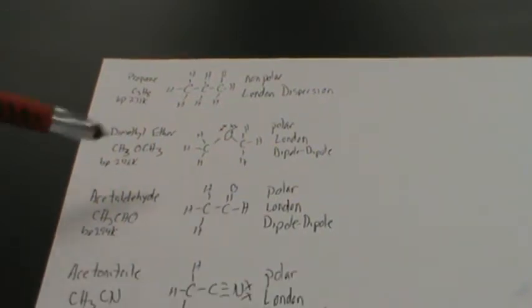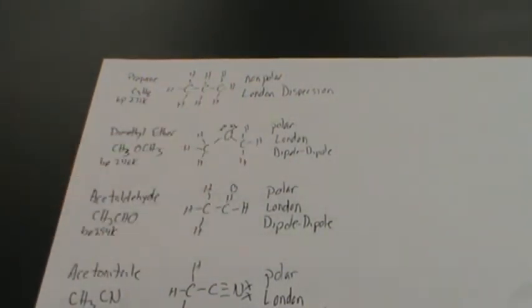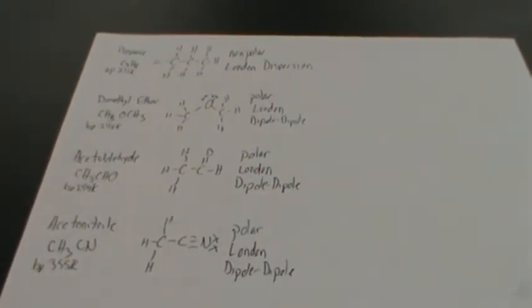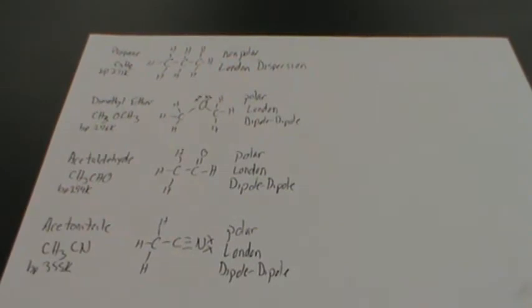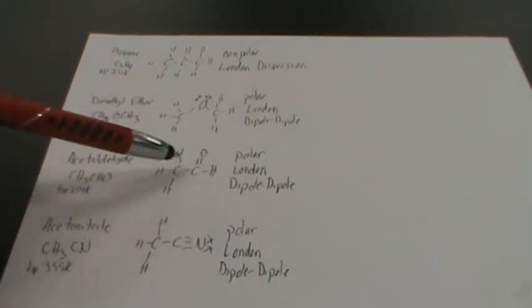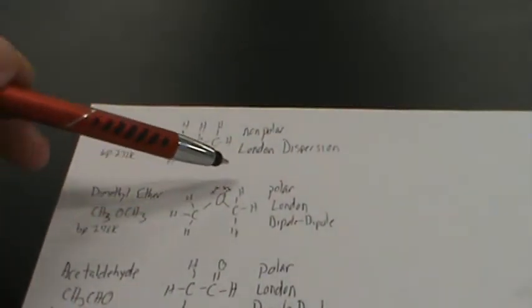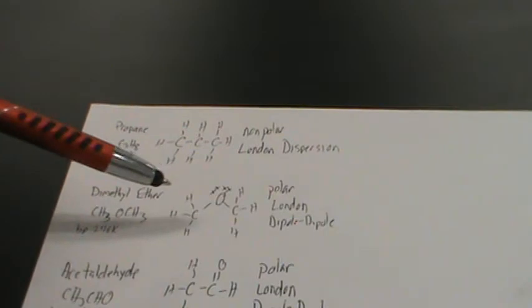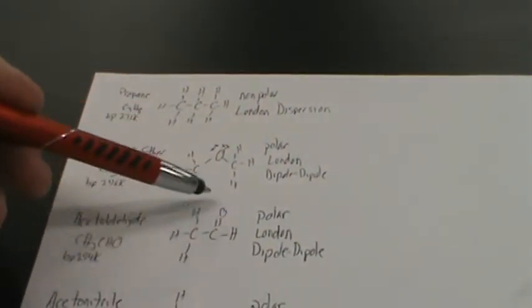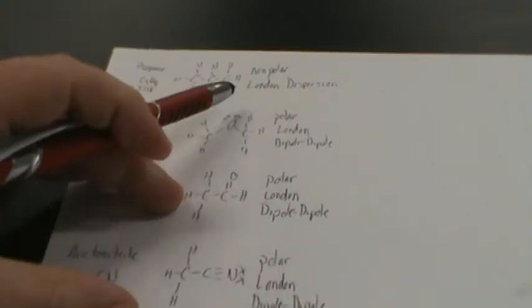Now the other three, polar, polar, polar, they all have London and dipole-dipole intermolecular forces. But why is acetonitrile's boiling point 355 Kelvin? The other two are less than that. It deals with the bonds that we have in it. So if we look at the dimethyl ether, between the carbon and oxygen we have a single bond. The acetaldehyde, we have a double bond between the carbon and the oxygen, and the acetonitrile, we have a triple bond between the carbon and the nitrogen.